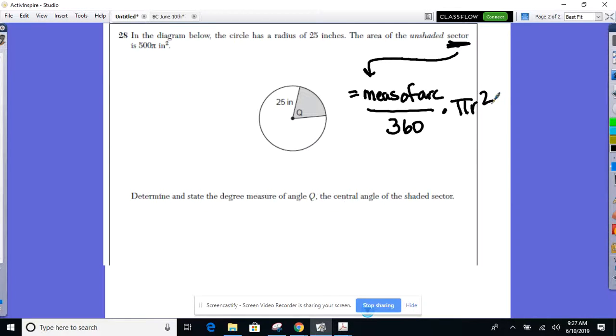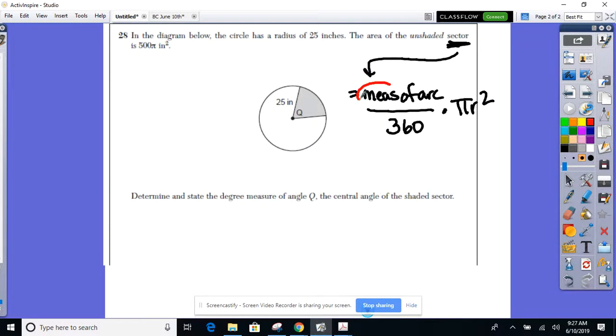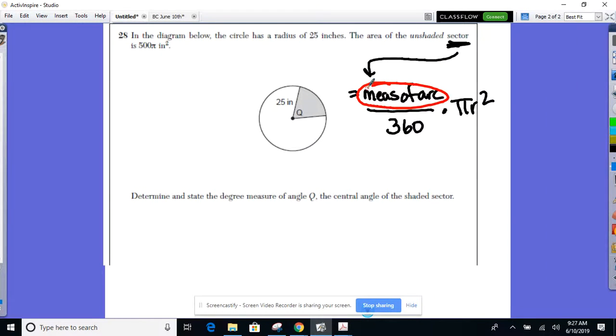All right, before I get to how to solve this problem, it says determine and state the number of degrees in angle Q. So this is really what you're looking for. I need to plug in for r, and I need to plug in the area of the sector. But here's the problem. If you read through it, Jack, they don't give me the area of the shaded one, do they? What do they give me? Right here, the unshaded. This is what they're giving me.